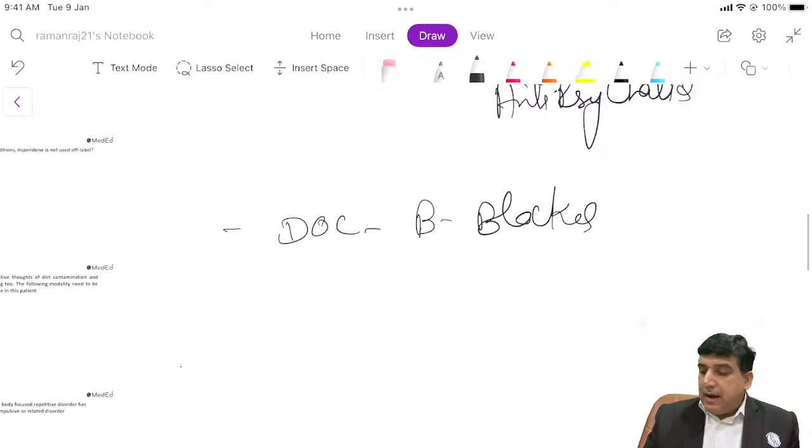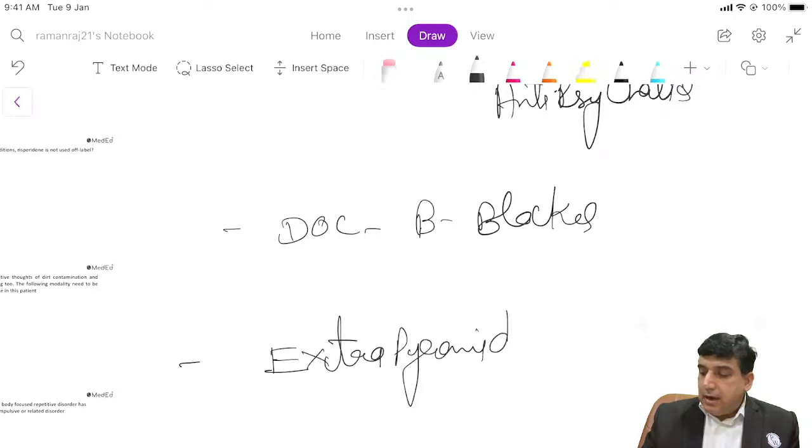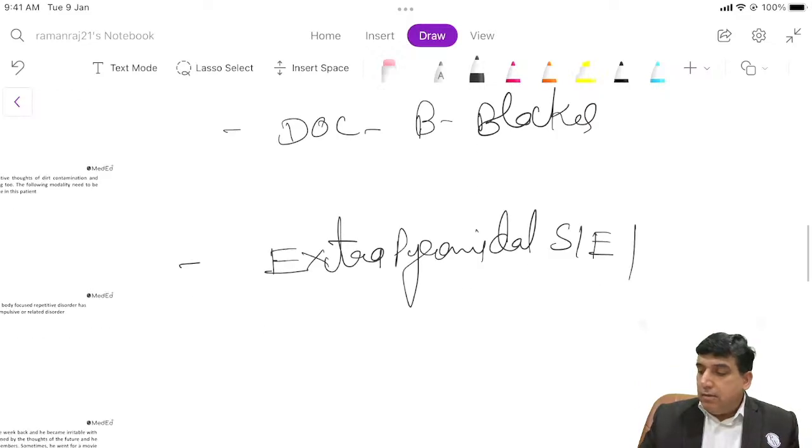Okay. Apart from that, we have extrapyramidal side effects. Another side effect is what? Extrapyramidal side effect or Parkinsonian symptoms.